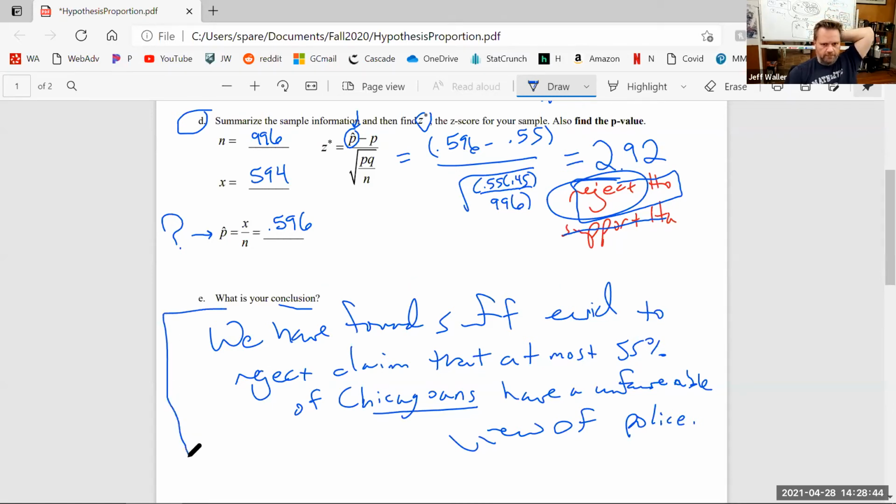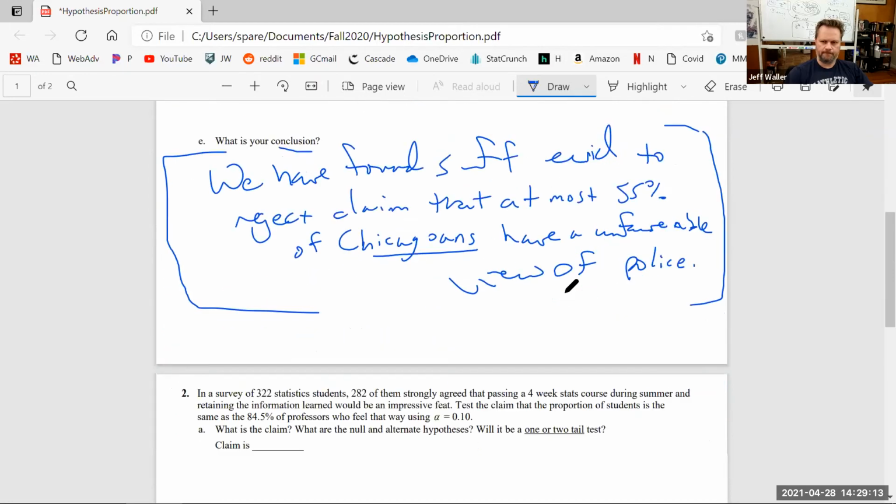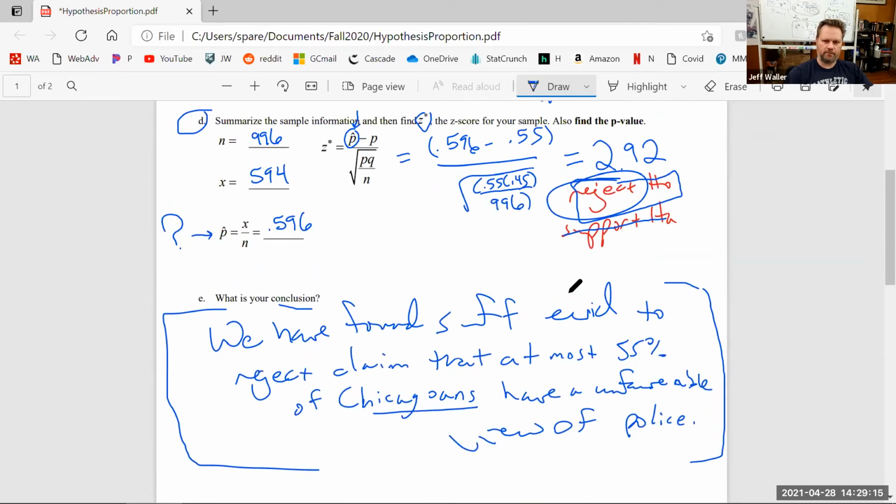Would the police like this result? Yes. The police would like the result that more than 55% have an unfavorable view of them? Oh, never mind. Okay. So we rejected the claim that at most 55%. So we've actually shown some evidence that it's more than 55%. I don't know. Some police probably would enjoy that. I'm not going to say anything about police.